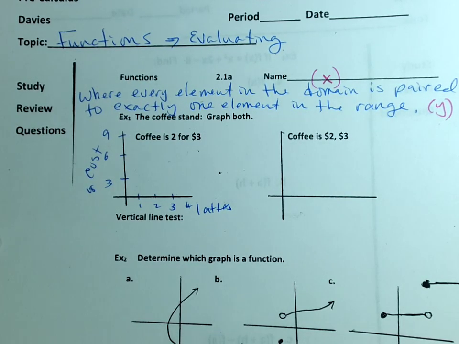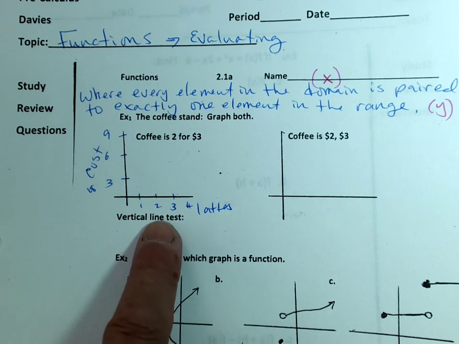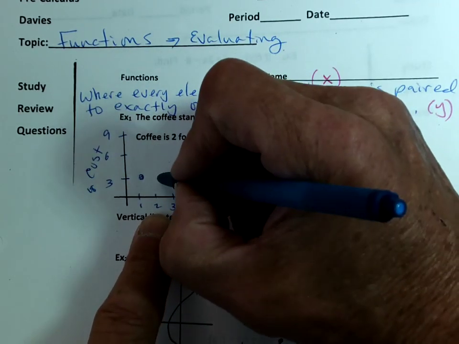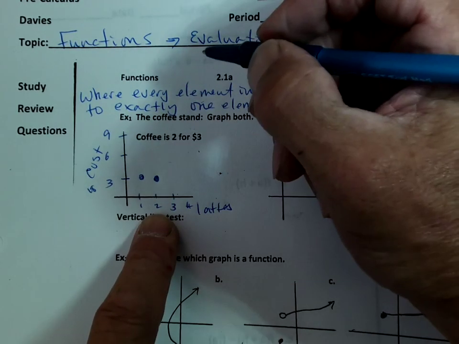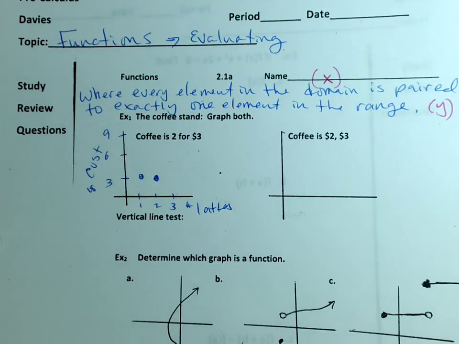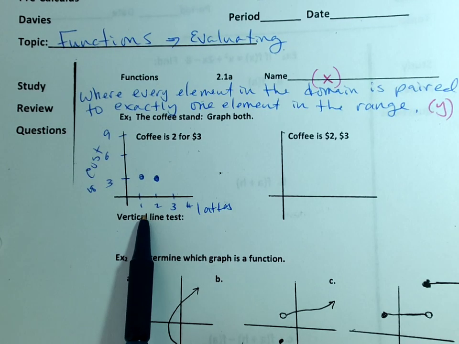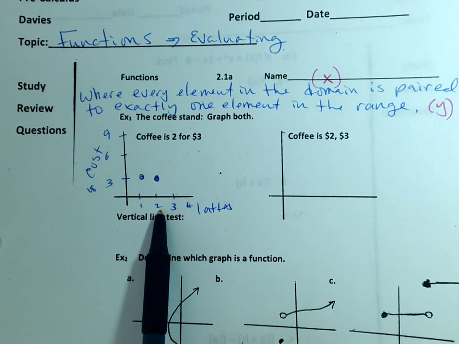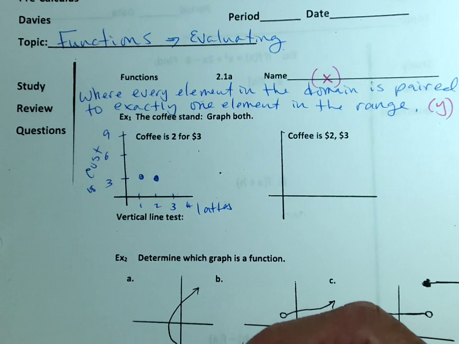Coffee's 2 for $3. That makes sense. They do that sometimes. That sounds like a perfectly legitimate question. If I bought one latte, it's going to cost me $3. If I buy two, it's for $3. That is a function. Every x has exactly one y value.